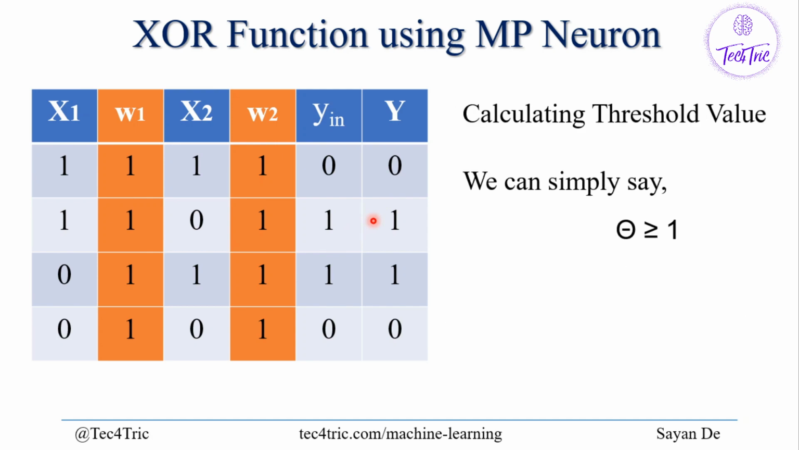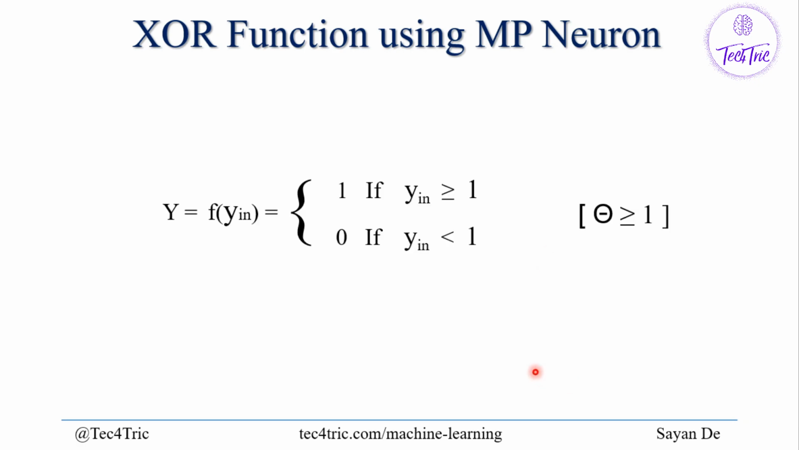So how do we calculate the threshold value for that? From the definition of the XOR function, we can simply say that the threshold value, or theta, will be greater than or equal to 1, because the output will be high for only an odd number of ones. And this is how we can represent the XOR function using McCulloch Pitts Neuron. So y is the final output, f is the activation function, and this is how we can represent the XOR function.